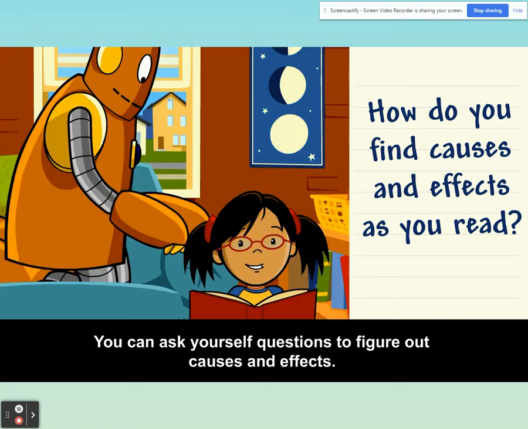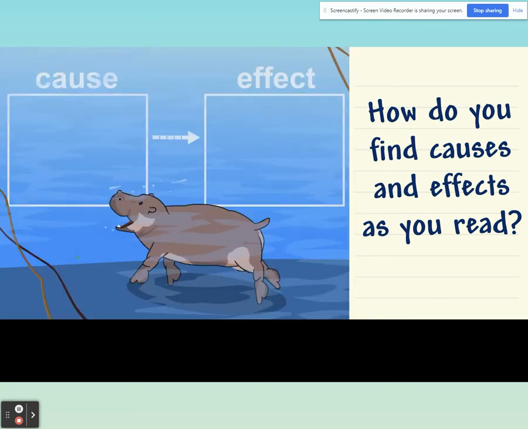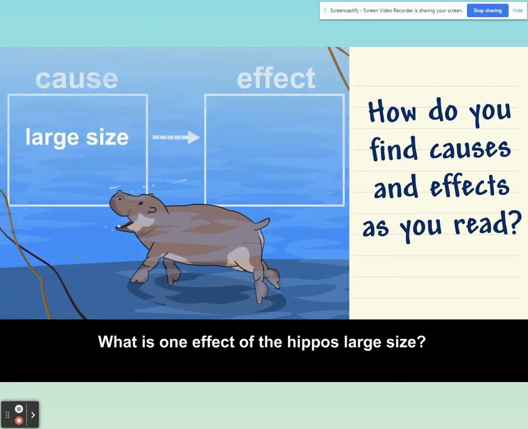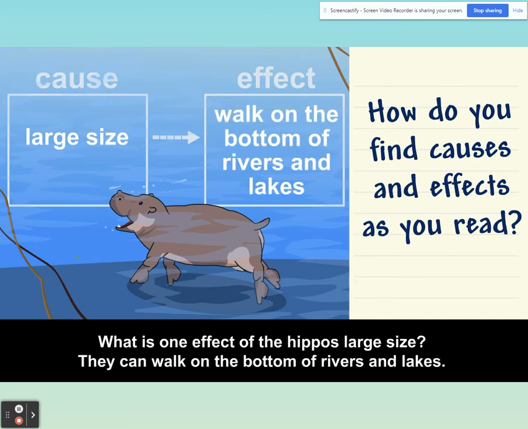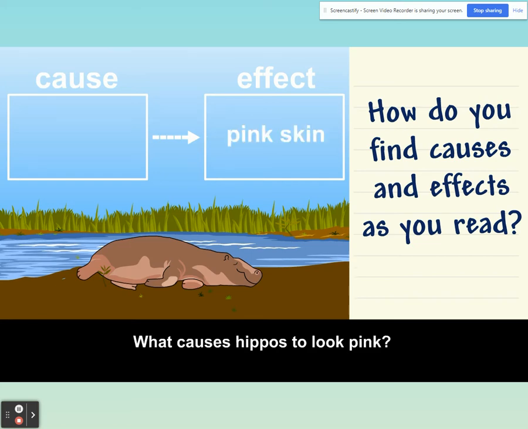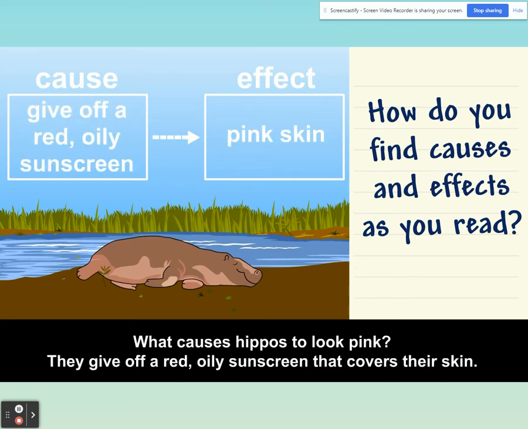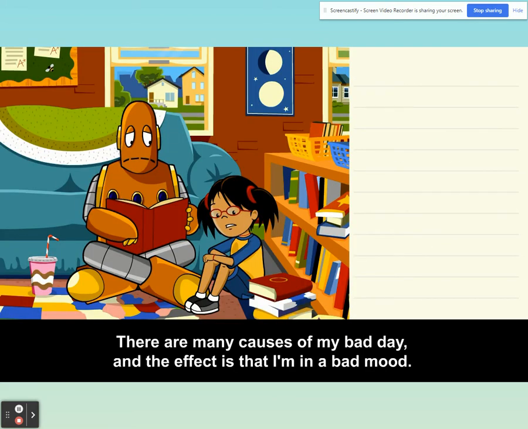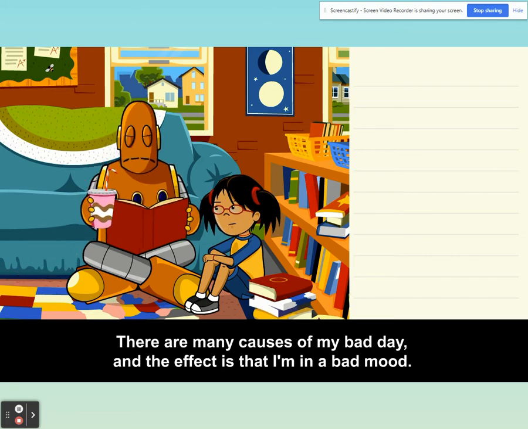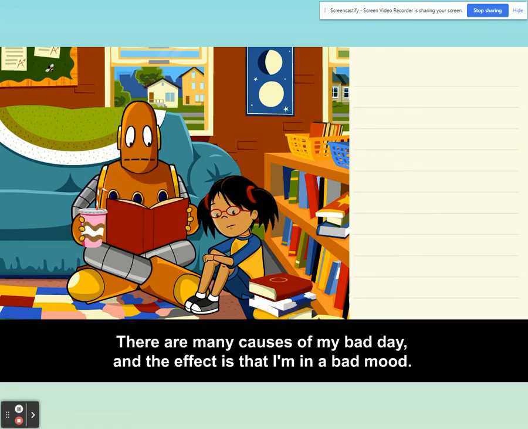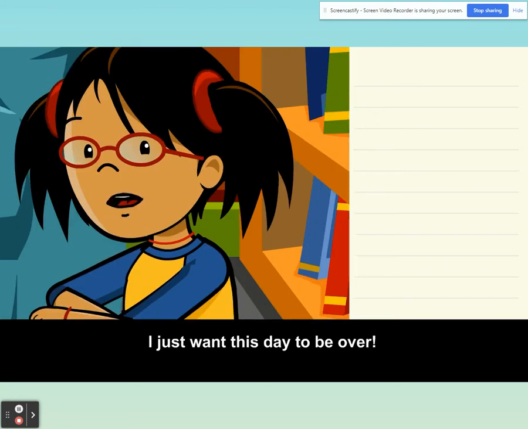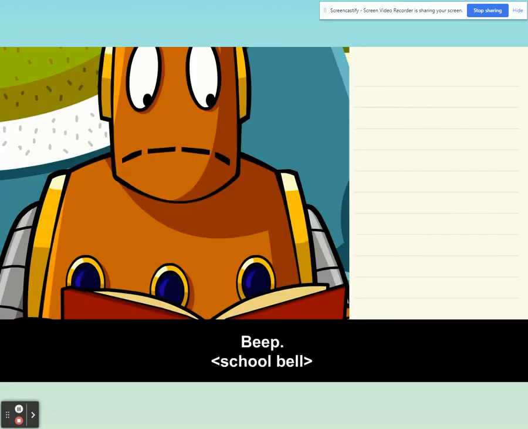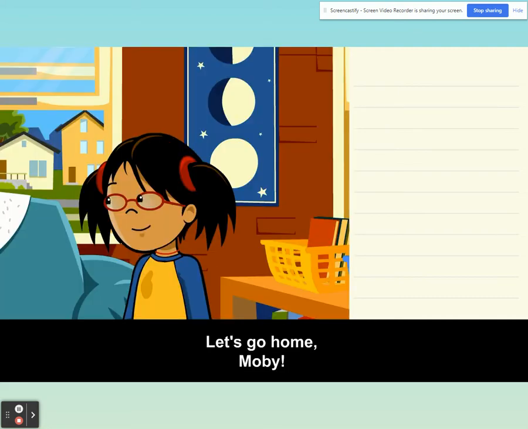You can ask yourself questions to figure out causes and effects. What is one effect of the hippo's large size? They can walk on the bottom of rivers and lakes. What causes hippos to look pink? They give off a red, oily sunscreen that covers their skin. There are many causes of my bad day, and the effect is that I'm in a bad mood. I just want this day to be over. Let's go home, Moby.